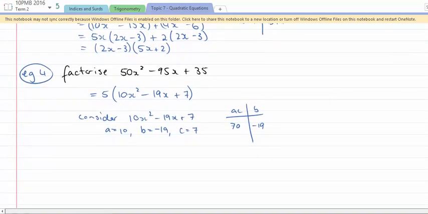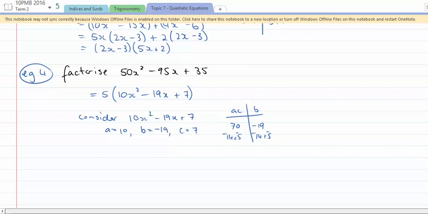Now 70 can be 14 times 5, so 14 times 5 and 14 plus 5. Now the problem here is that 14 times 5 gives us the right answer, but 14 plus 5 gives us positive 19 instead of negative. So that means both of these two, 14 and 5, need to be negative. And so now that works.